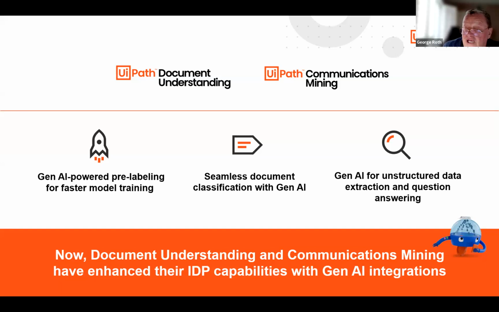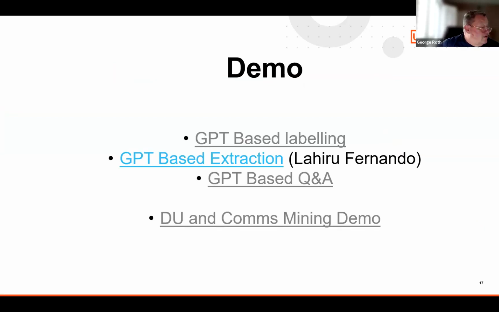And then for unstructured data, like a contract, and I will show you a demo in a second, you can use Gen AI to extract data because you will associate a field with a question. And then you can do almost like a question answering on a document. Getting here, I will show you the first demo, which is basically the GPT-based labeling.